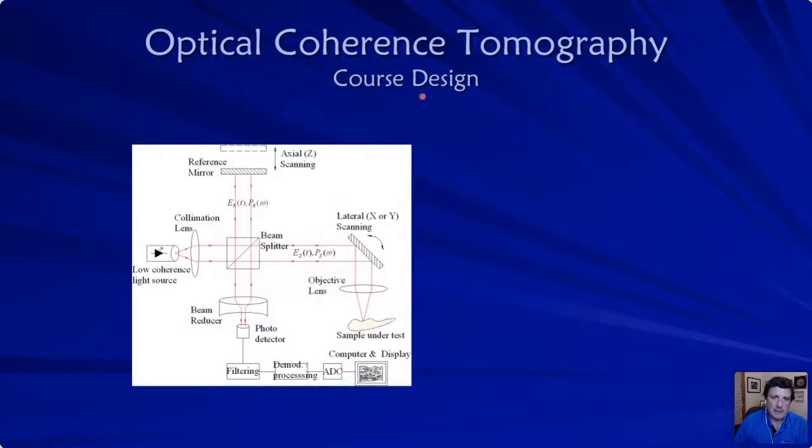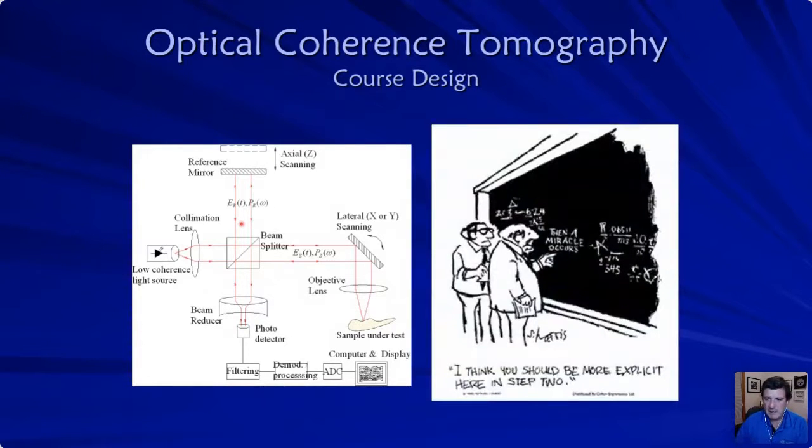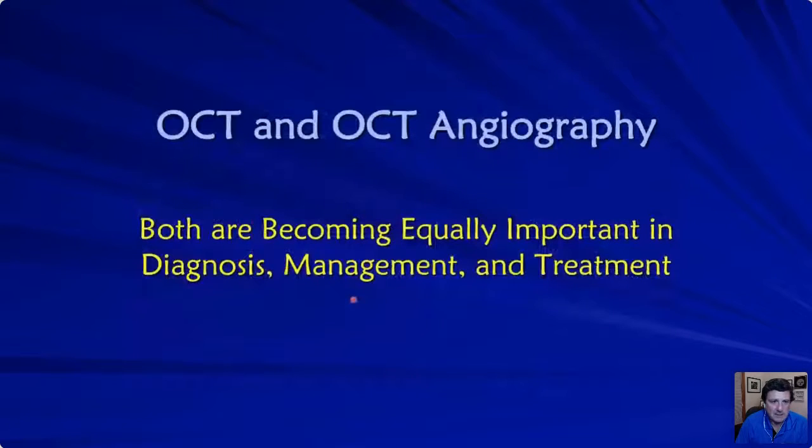The OCT is very complex in how it works. Luckily I've got a great technician, and there's coherent light and hypo and hyper reflectance. This is kind of how I look at it: then a miracle occurs and you get the outcome over here. You need to be a little bit more explicit in step 2. I'm really not sure how these work, but I could tell you I know how to interpret them pretty well, and that's really what we want to talk about tonight.